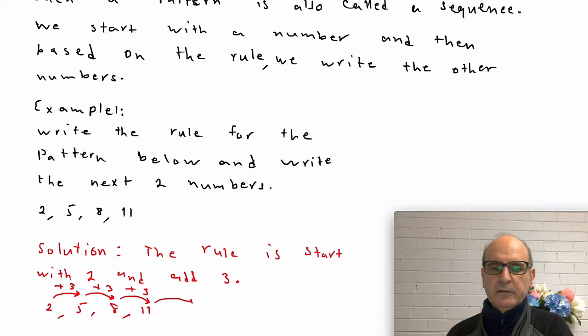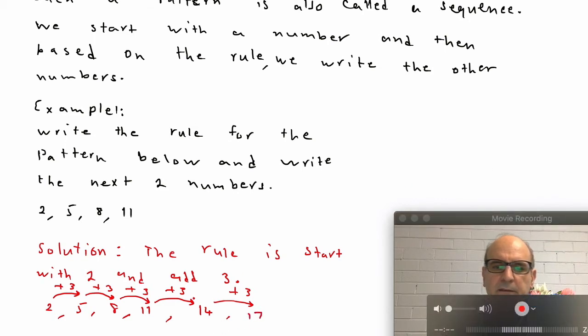Then if I use this rule, I get to the one after 11, which becomes 14, and keep adding another 3 to 14, I get 17. That is for example 1.